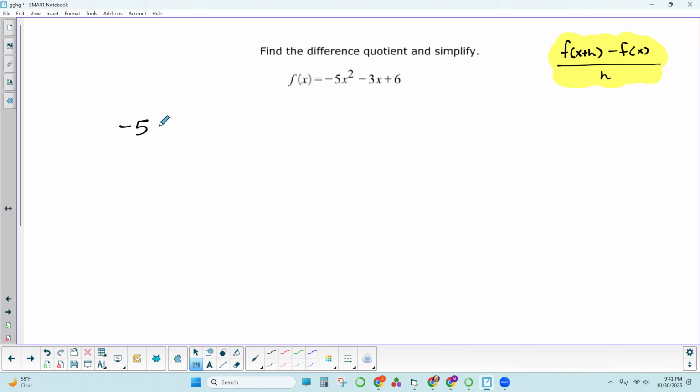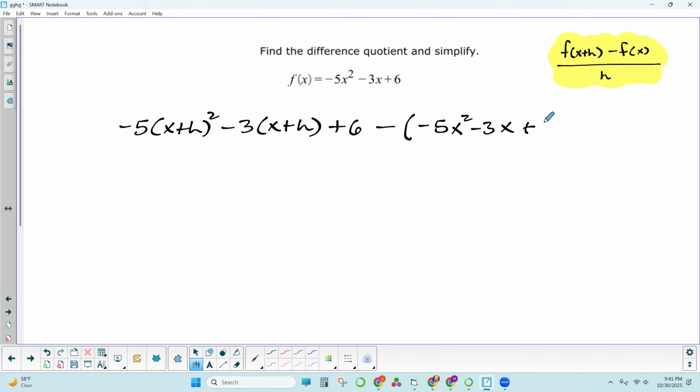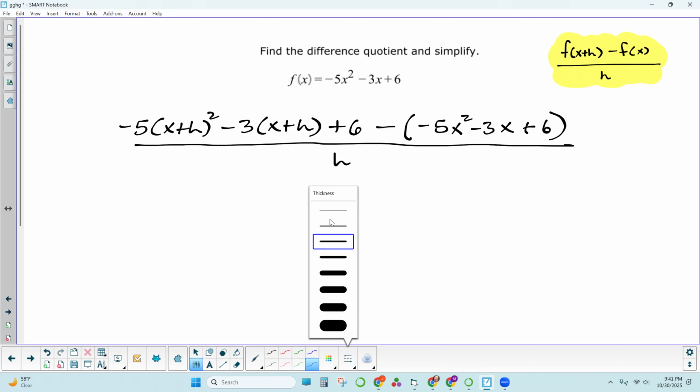That's f of x plus h minus f of x, so I have to subtract this entire function here. And then all of that is divided by h. Now we've got to simplify, so let's go ahead and do that.